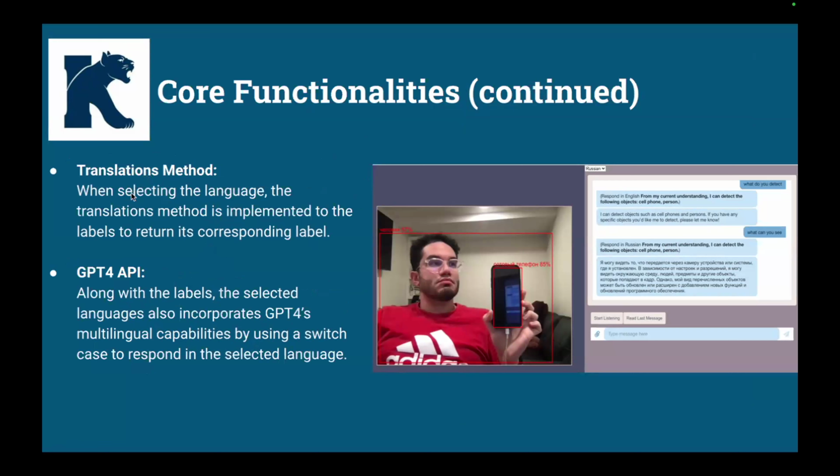So the translation method somewhat works as a dual method. When selecting the language, if you look over here, it says Russian. So it was picked in Russian. It'll return the label to its corresponding translation. So over here, these are in Russian, and in turn, along with the labels, the selected language also incorporates ChatGPT 4's multilingual capabilities by using a switch case in order to respond to the selected language. So right over here, we picked Russian, the labels are in Russian, and the response is in Russian.